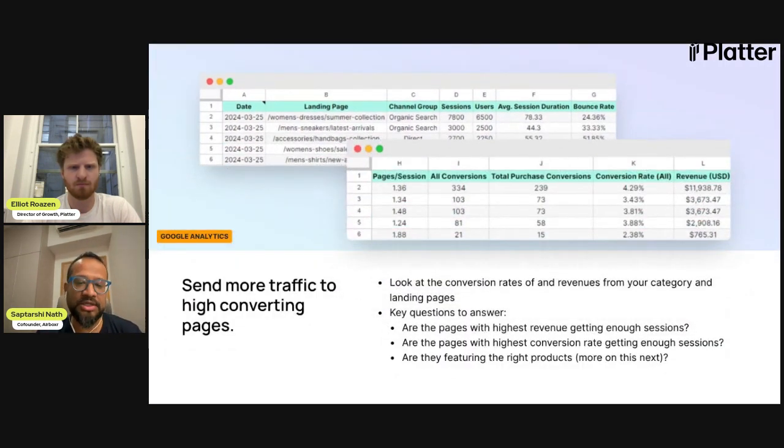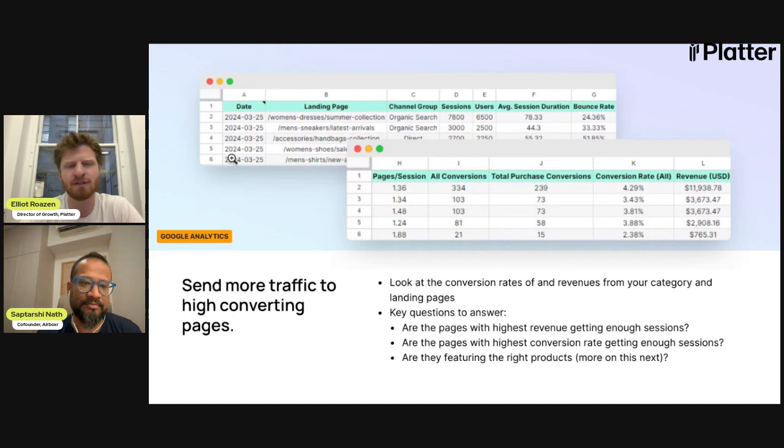I make sure that the pages with the highest revenue are also getting enough sessions to justify that, to make the most of that opportunity. And also look at those which are getting the highest conversion rates. Are they getting enough sessions or not? It's okay if conversion rate drops by 1 percentage point, but if you're getting more sessions for that page, you will make up for it with revenue.